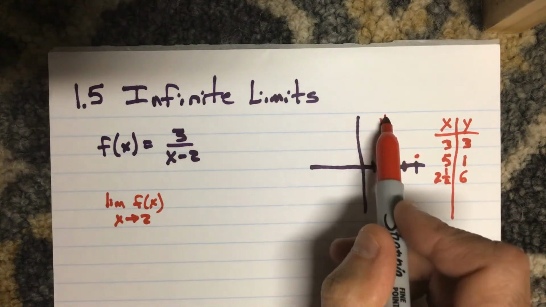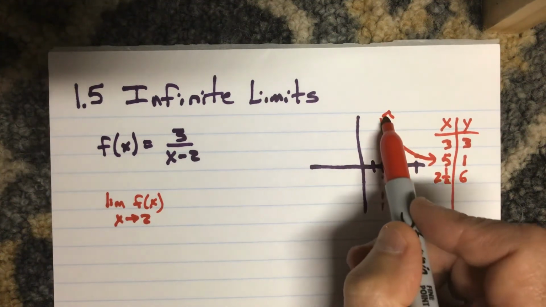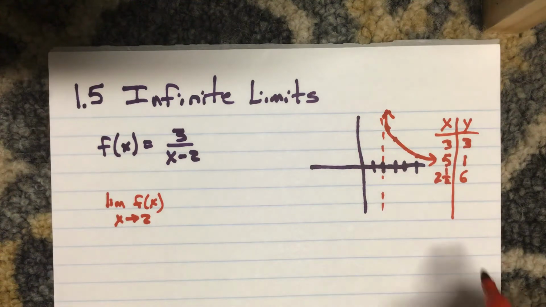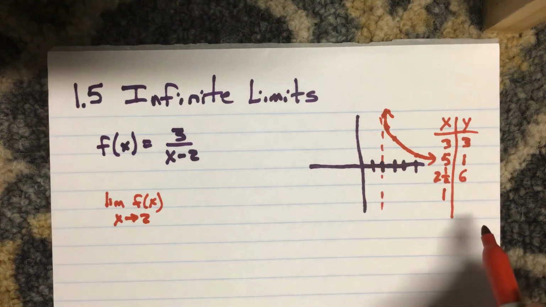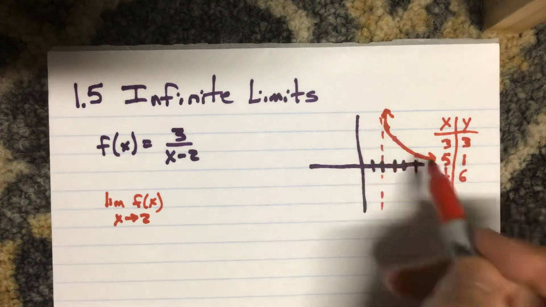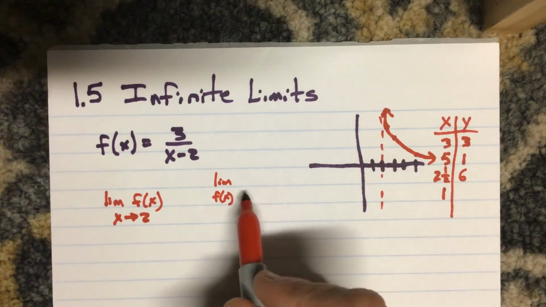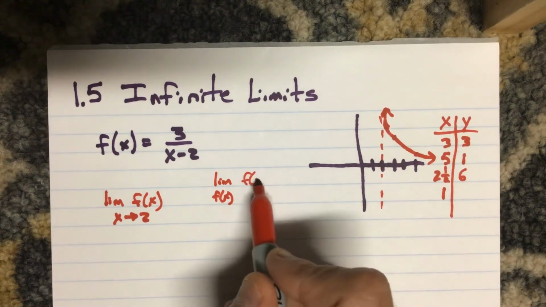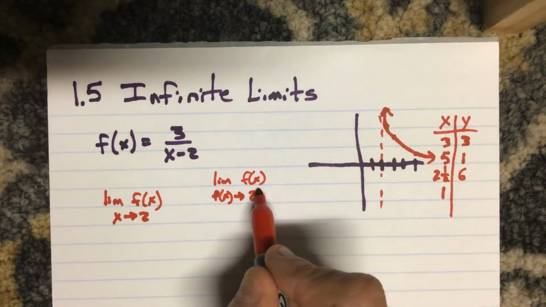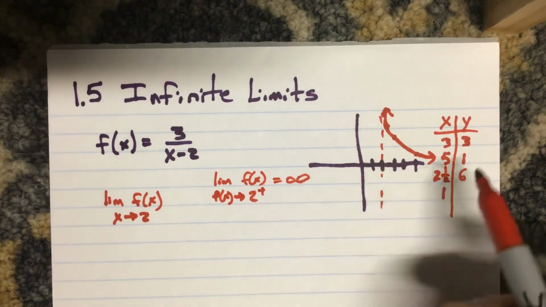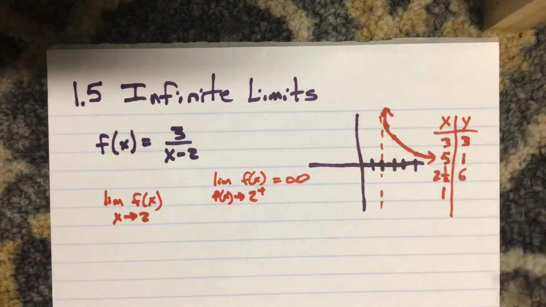So you can see that this graph is going like this. And of course it's approaching this asymptote, but it's never reaching it. We could plug in 1, so now we can check to see what's happening on the other side. Actually, let's talk about this side for a second. So we can say that the limit of f of x as x approaches 2 from the right is infinity, because as we approach 2 from the right, we're headed towards infinity on the y-axis.